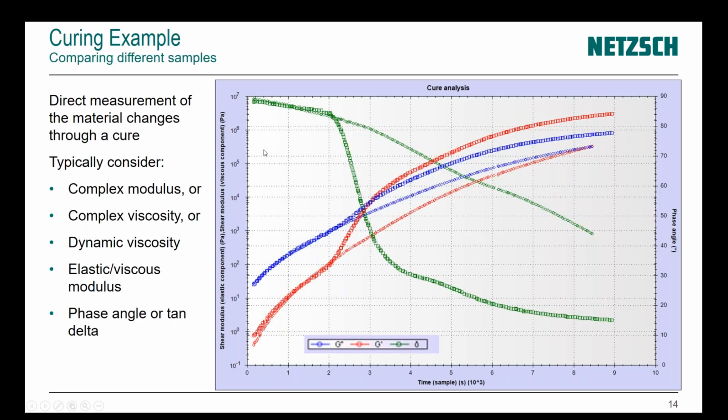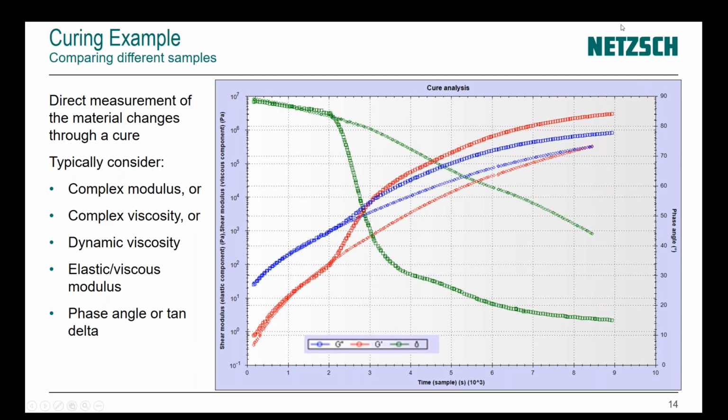All right, if I just go back to looking at these cure examples. In this example, we're looking at G prime and G double prime. G prime, the elastic modulus, starts off in red. G double prime starts off in blue. And as we start the measurement, we can see that the material is viscously dominated. Then as we go through the cure, both moduli are increasing until they switch over, because the material goes from being viscously dominated at the beginning to elastically dominated at the end.